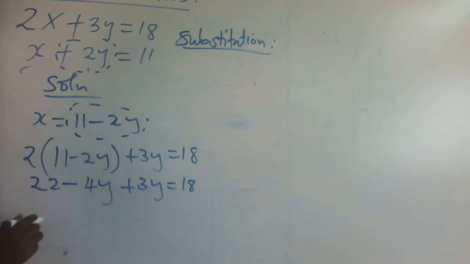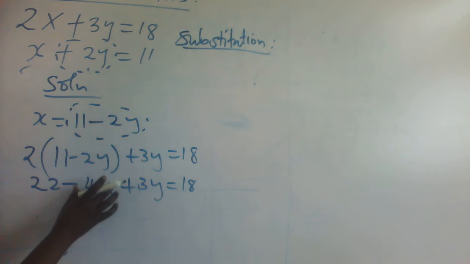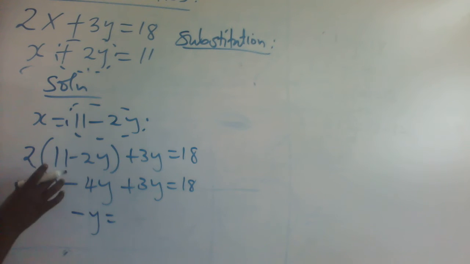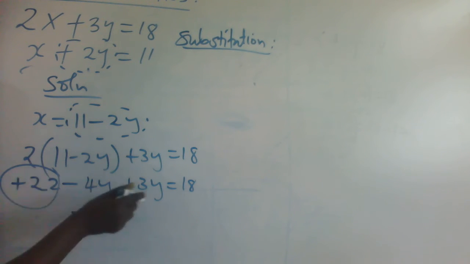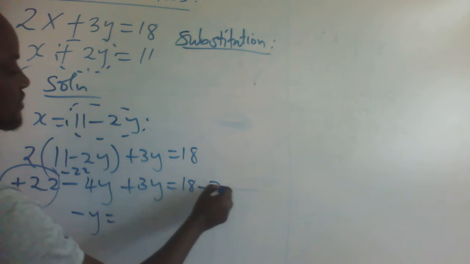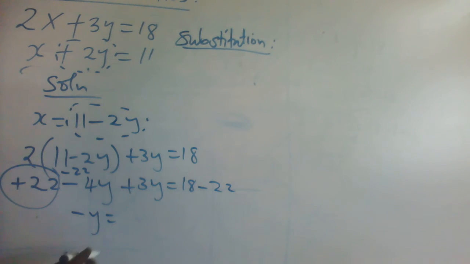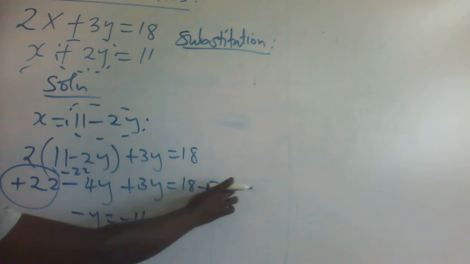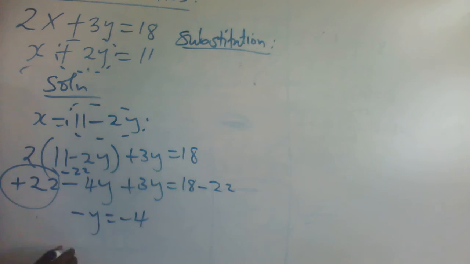Like terms, this is minus 4y plus 3y, minus y, equals, take the 22 to the other side, by subtracting 22 on the other side. 18 minus 22 will give you minus 4. You divide both sides by -1 to get the value of y as 4.